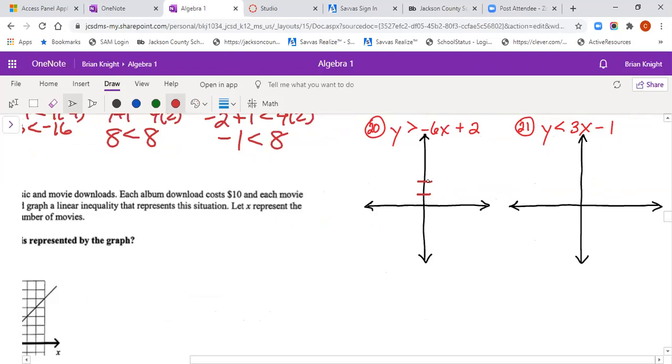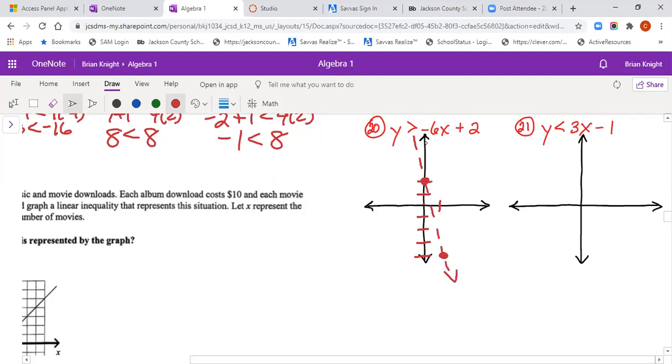Positive 2. So 1, 2. Make a dot. Where am I going to go from there? Down 6 over 1. So down 1, 2, 3, 4, 5, 6. And right 1. So there's another point. Do I use a solid line or a dotted line? Dashed line. Dashed line, dotted, however you want to say it.